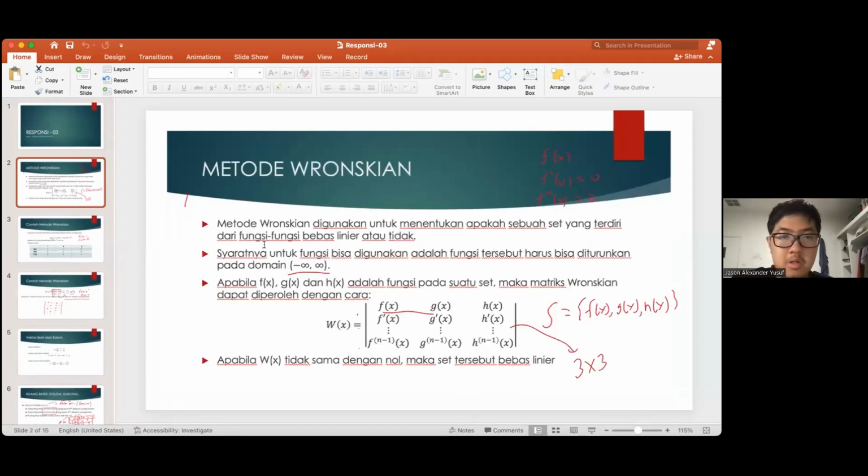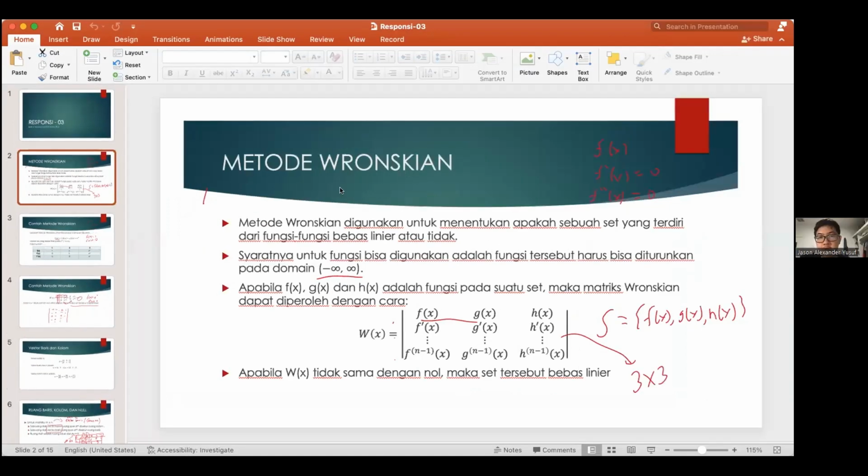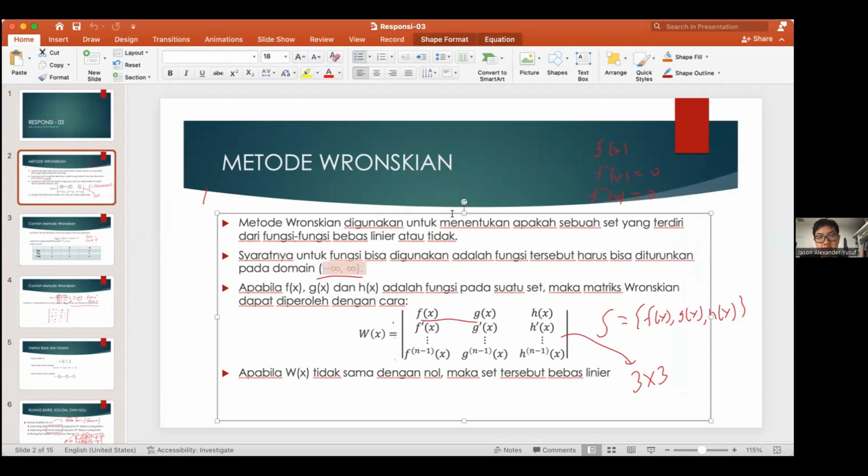Okay, so I don't know whether this is part of the exam or not, but the Wronskian method is part of this chapter. So basically, Wronskian method is used if we have a function, and it can be any function, with the condition that we can perform differentiation on the function. If the function has a derivative in this range.